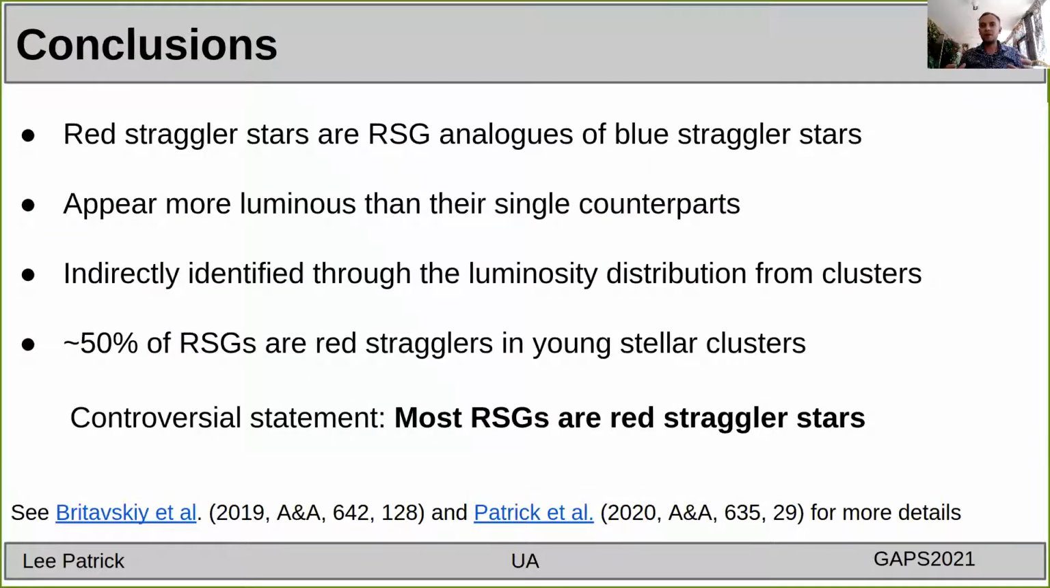So to summarize, red straggler stars are red supergiant analogues of blue straggler stars. These stars appear more luminous and, because of that, younger than their single star counterparts. Red straggler stars can be indirectly identified using the luminosity distribution of red supergiants in young star clusters. And by doing this, we find that around 50% of red supergiant stars are actually red straggler stars.